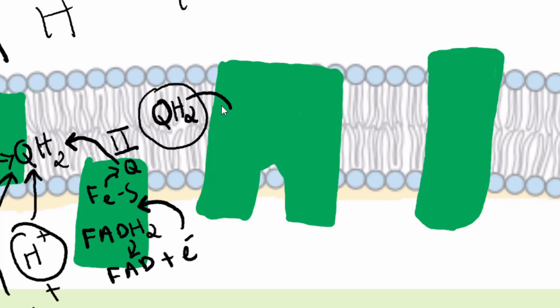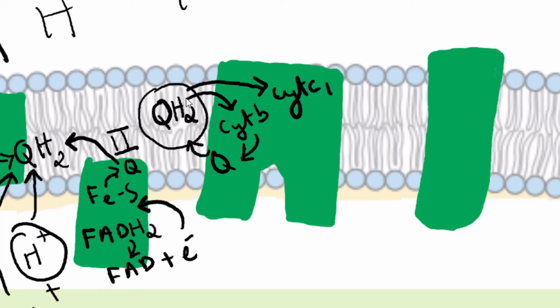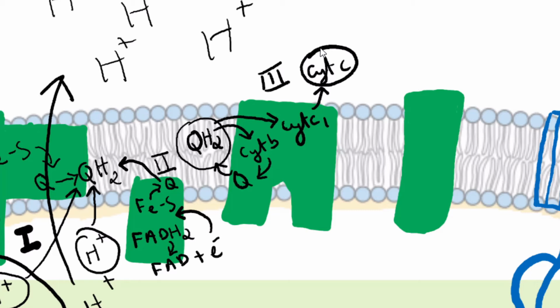QH2 will be then repeatedly oxidized and reduced at complex 3, which is also known as Q-cytochrome C oxidoreductase, and will pass its electrons into the prosthetic groups of complex number 3, which is cytochrome B and cytochrome C1, and the final acceptor of those electrons will be cytochrome C, which is another mobile protein electron carrier that is present in the intermembrane space of mitochondria.